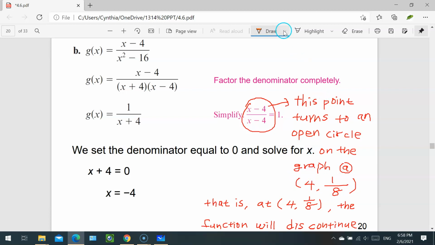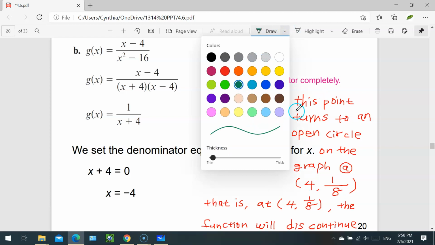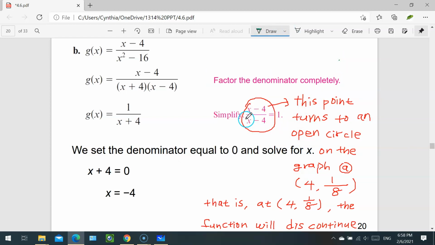The way I get the 4 is because you have x minus 4. Set that equal to 0, which means x equals 4. After that, you substitute this 4 into this part. So 1 over 4 plus 4 is 1 over 8.